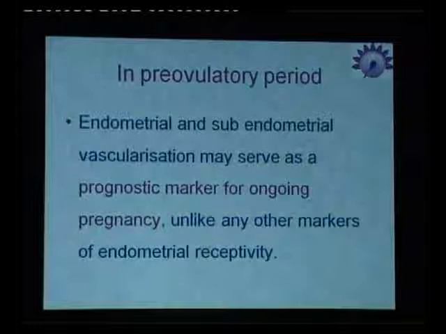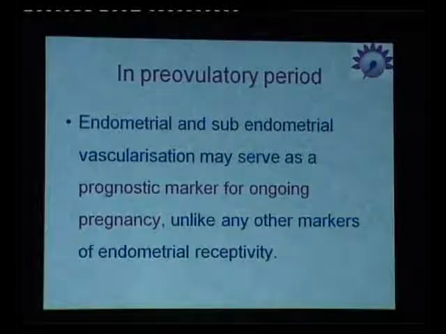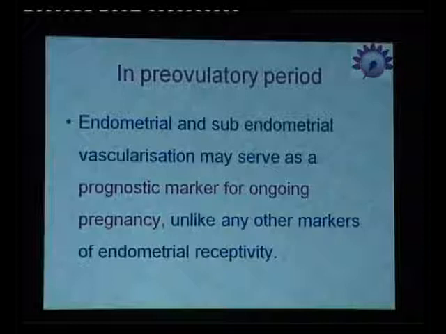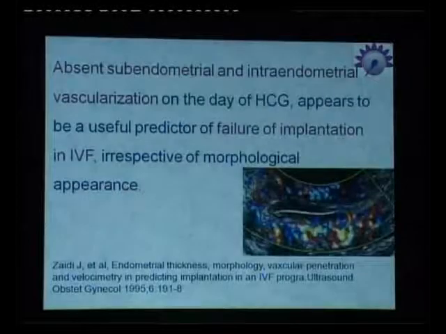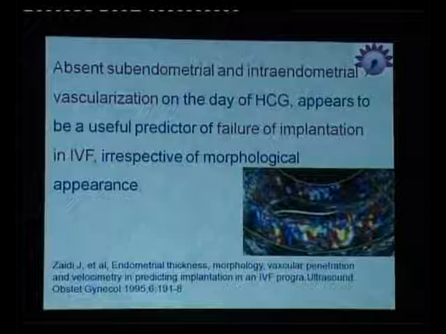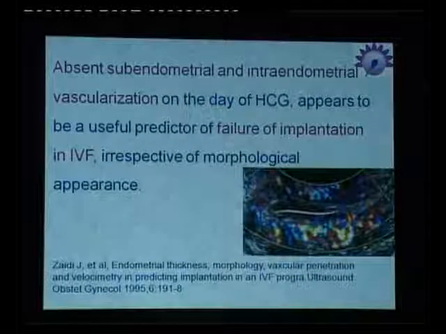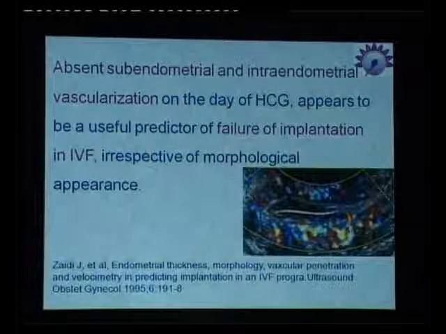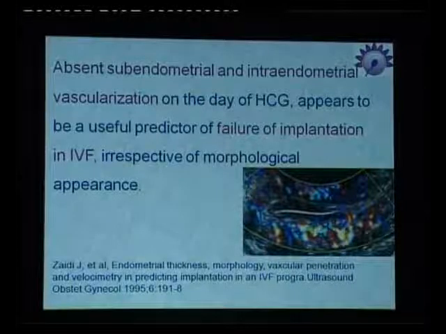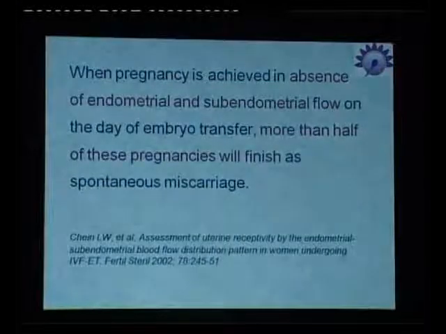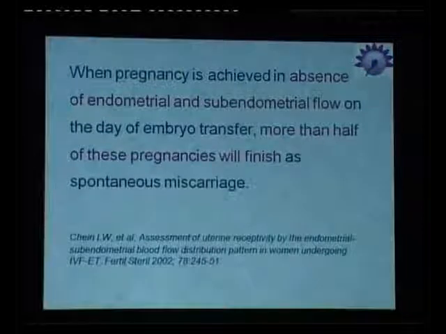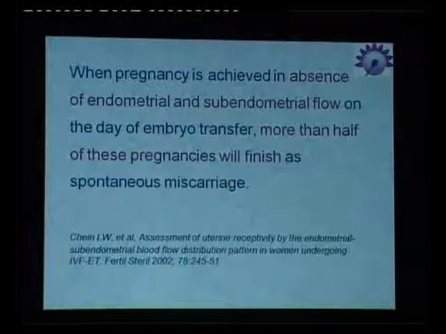So these are all the reasons why we think that the endometrial and the subendometrial vascularization is probably the best prognostic marker for the ongoing pregnancy. There are studies which have shown that if the endometrial and the subendometrial flow is absent, there is a high chance of the failure of implantation in the IVF as well as in the IUI cycles. In the absence of endometrial and the subendometrial flow on the day of embryo transfer, more than half of the pregnancies will finish as a spontaneous miscarriage.